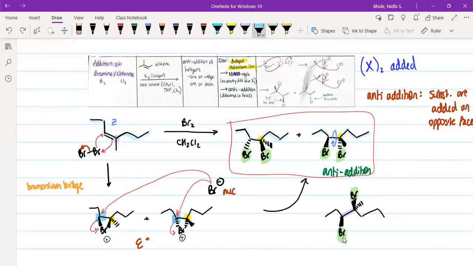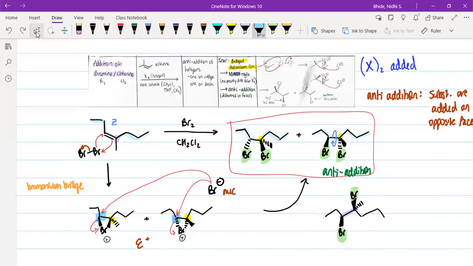When you see something like this on an exam, you might think that it's no longer an anti-addition. You might think you did the problem wrong, but the fact is you did it right, because as long as you did the whole mechanism with this orientation, the kinked orientation you're supposed to start with, you'll see that it was indeed an anti-addition. And the only way to get from this anti-addition to this syn addition looking product is simply by rotation of a bond, which we all know occurs in free space for acyclic, non-hindered molecules.